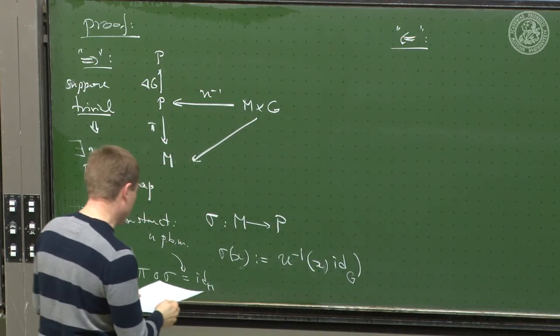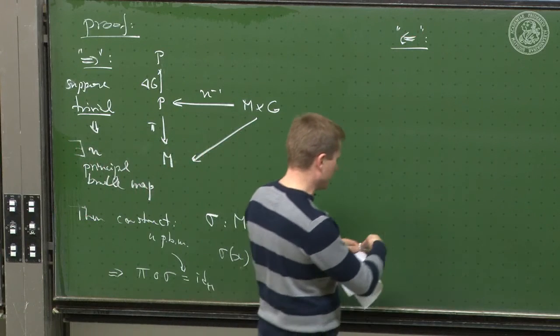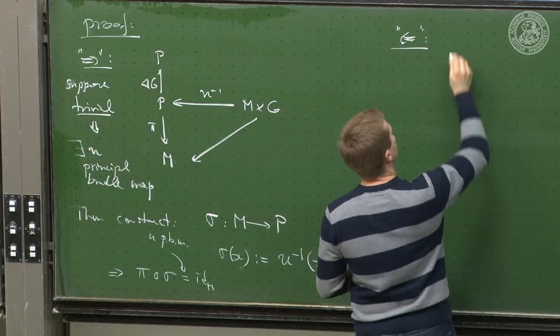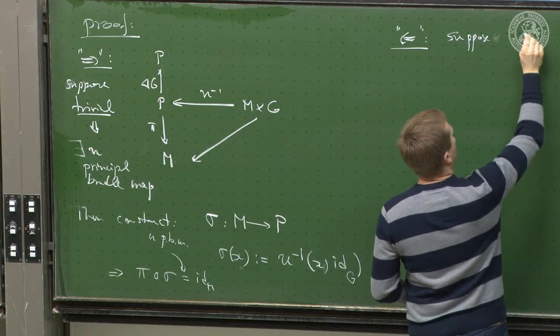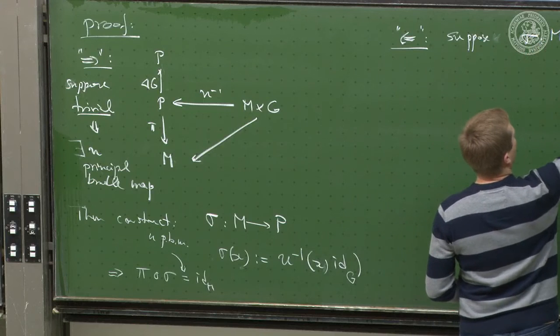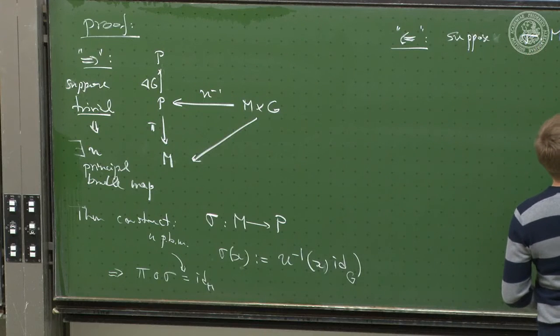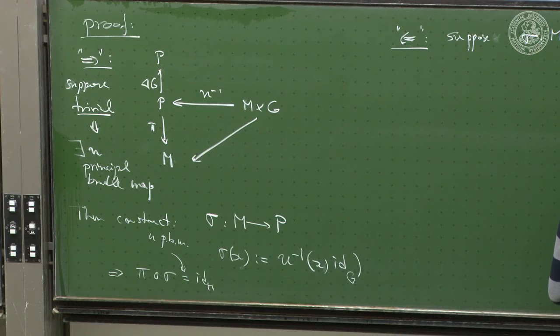Now the opposite direction of the proof is not that trivial. So now we suppose that a section sigma from M to P, with pi after sigma equal to id M, is given.